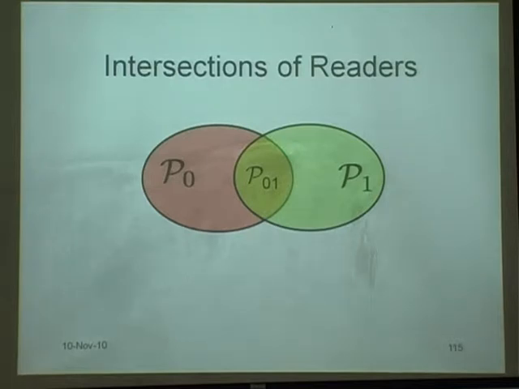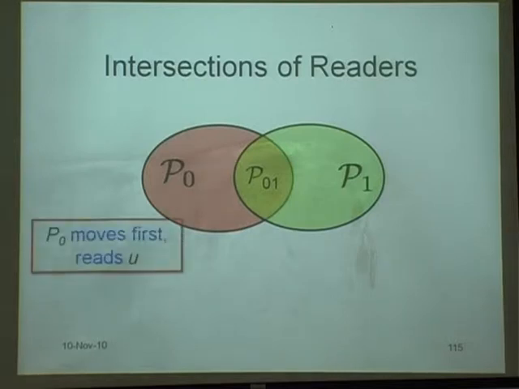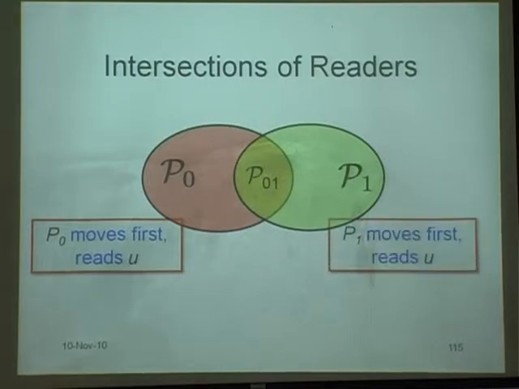So let's now say, well, what about these intersections here? Because if we want to apply the nerve lemma, we have to reason about intersections. So here we have the two readers, both about to read. What happens? If P0 moves first, it reads U. If P1 moves first, it reads U.